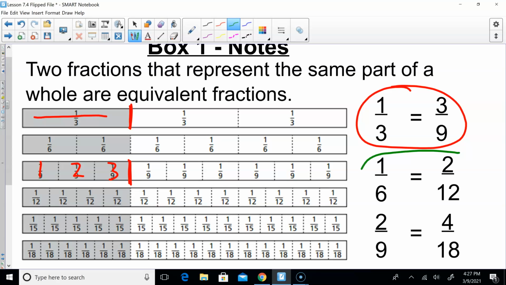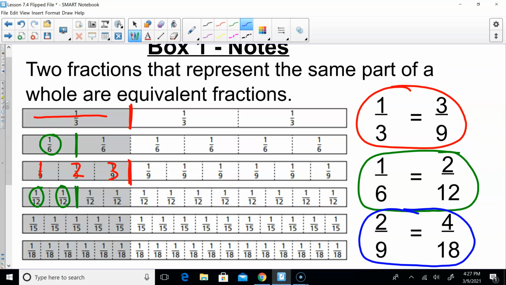Another equivalent fraction: if I say I have 1/6 and you say you have 2/12, none of us has more. We actually have the exact same thing. Why? Because here's 1/6 of my green line. Here's my other green line. Notice they're on the same one. Here's 1/6, but here there's 1/12 and 2/12 to make 2/12.